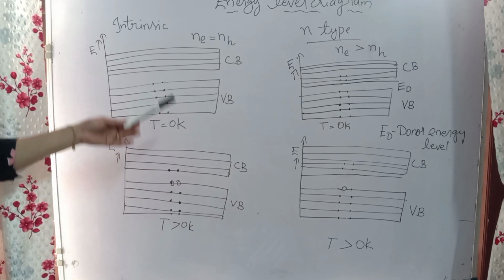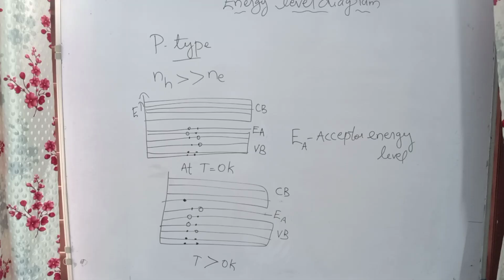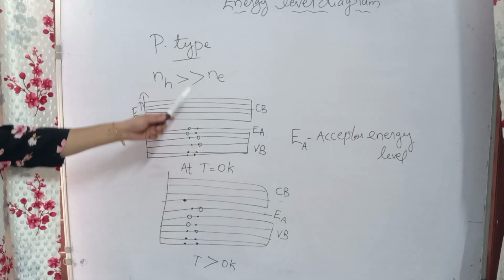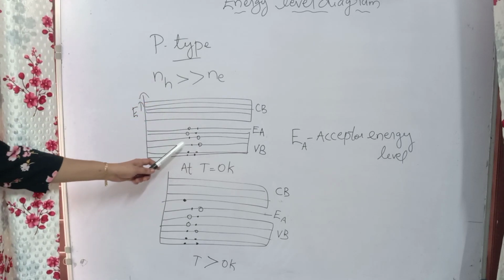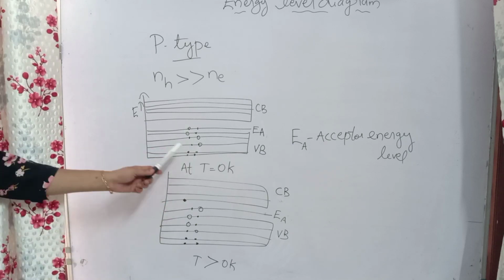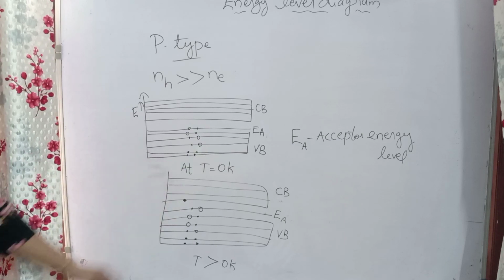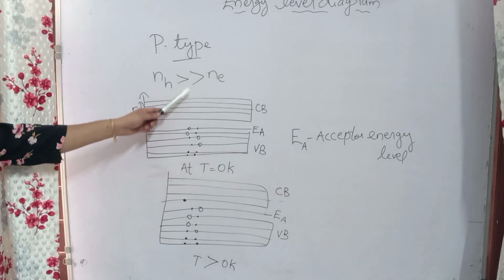In a similar way we can draw the p-type semiconductor also. Now we have the energy level diagram of a p-type semiconductor. Here we know that the number of holes is more than the number of electrons, right? So here in the energy level diagram, the number of holes will be more. Here 1, 2, 3, 4 are there, right? This is at 0 Kelvin, where the temperature is very low, and in such a case the conduction band is empty.